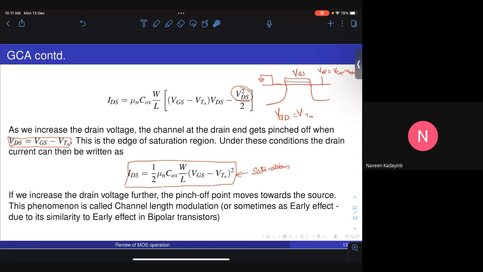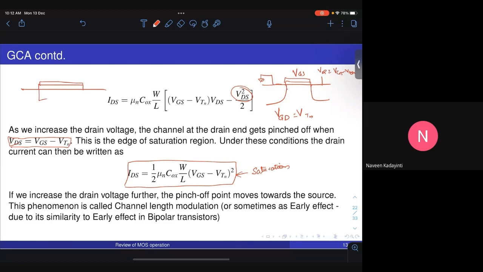And what happens at the edge of saturation is that the potential difference between the gate and the channel at the drain end becomes exactly equal to VTN, which means that there is no inversion charge present at the drain end. Substituting that in the expression for current that we have, we get an expression for the current in the saturation region. If we increase the drain potential beyond this VGS minus VT, the pinch off point moves towards the source. This is what is popularly known as channel length modulation.